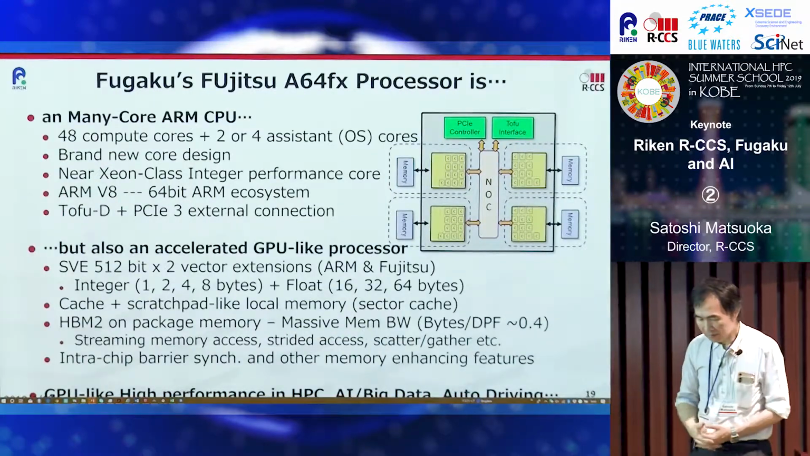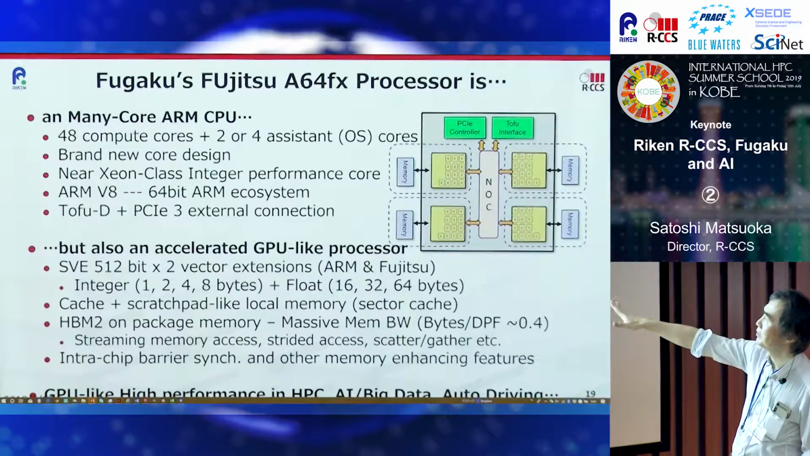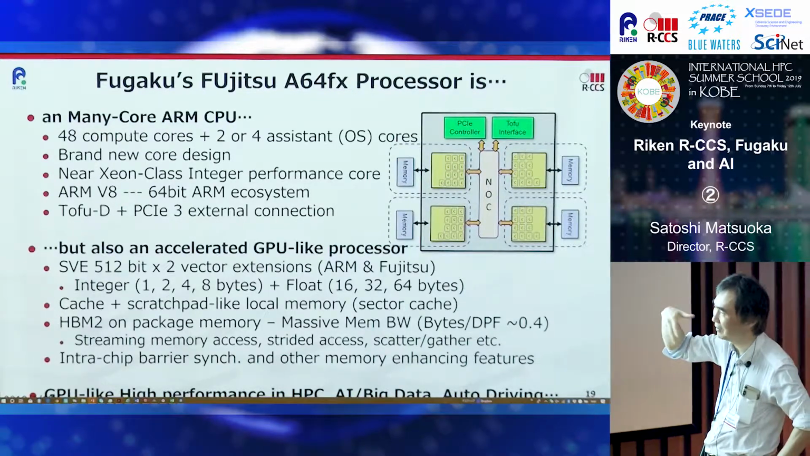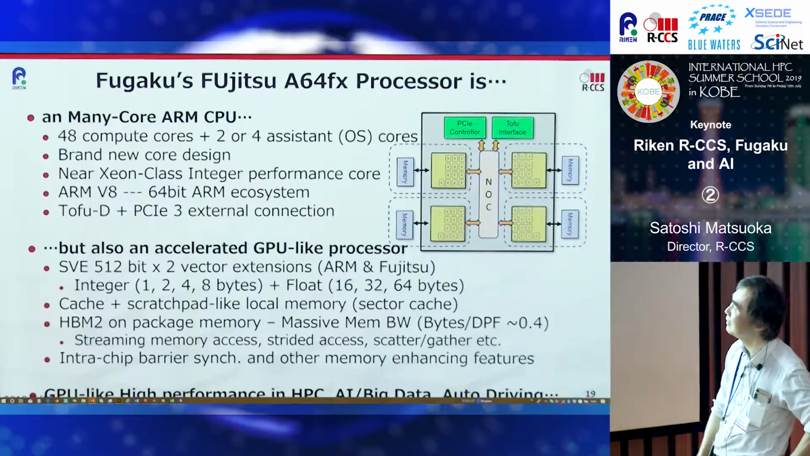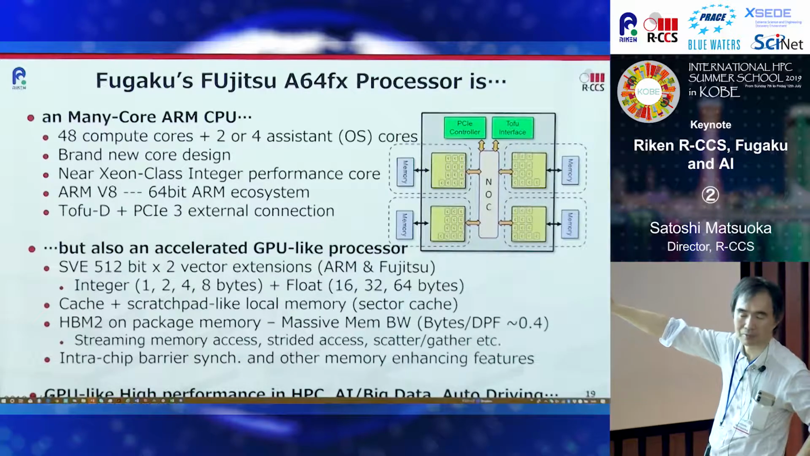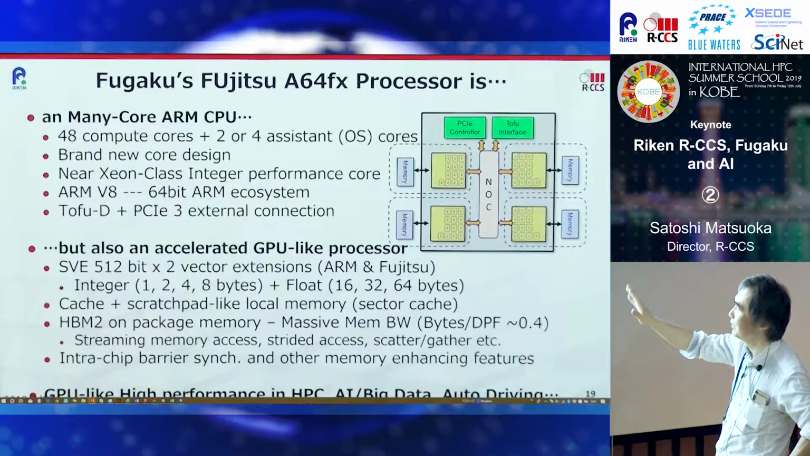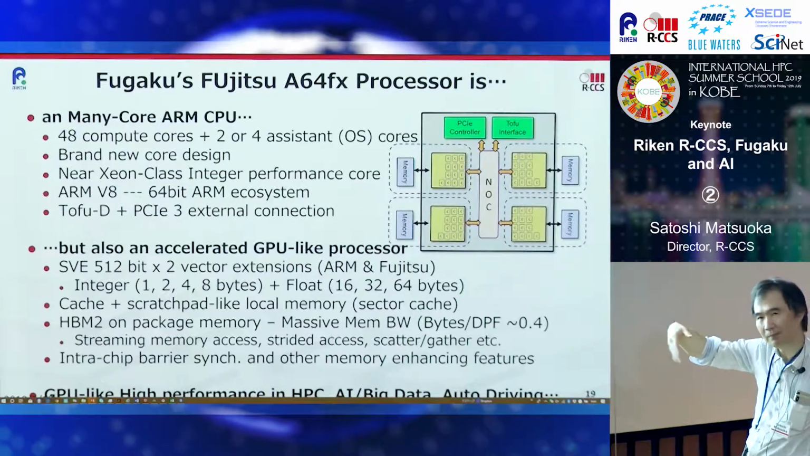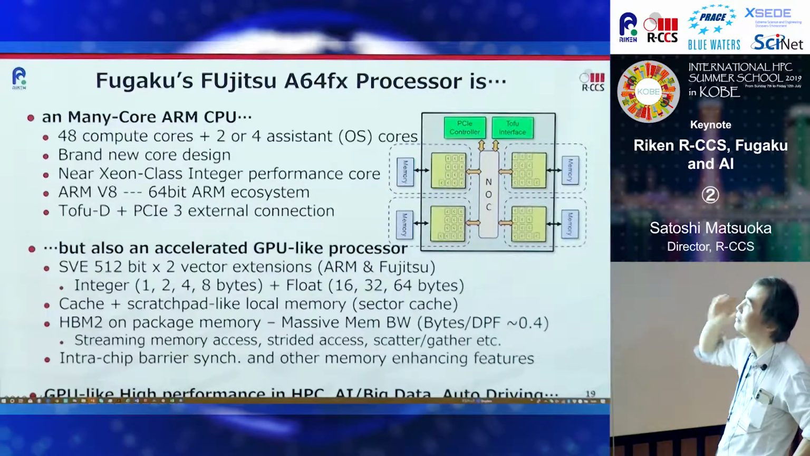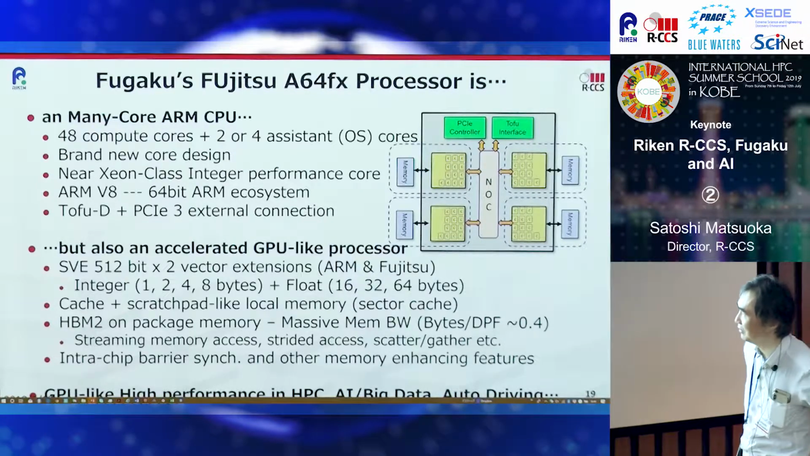Okay? So with these types of applications, the co-design went on, and we came up with the chip that I showed you. Again, I don't have time to go into details, but just to give you a very high-level overview of what the chip is like. It's an ARM processor, like I said. It has 48 compute cores, and also 2 to 4 what I call system cores for running the operating system to limit the noise. It's a brand new core design. Integer performance is near Xeon class, although not quite up to Xeon, maybe something like the Haswell generation.